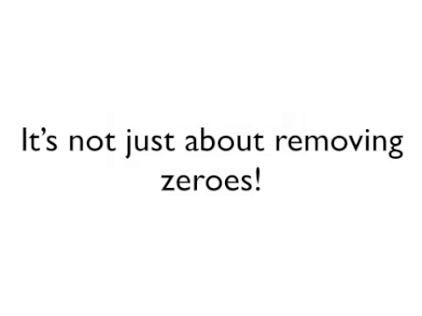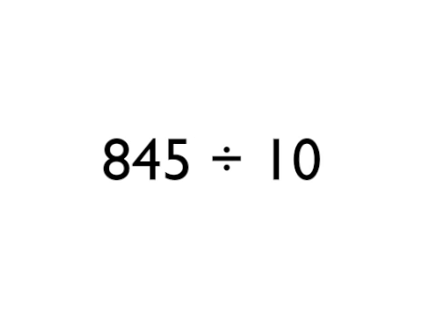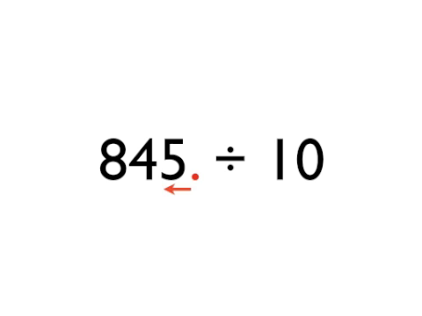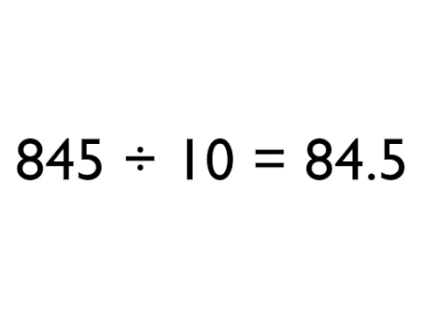So dividing by 10 is not just about removing zeros. If there are zeros, well, it'll take the zero off the end. But let's look at this one. 845 divided by 10. Well, because division is the opposite of multiplication, we're going to be moving the decimal point to the left. Now, we didn't see that decimal point there because it was a whole number. It is actually there, and we're going 845. Move it one spot to the left, and it becomes 84.5. 845 divided by 10 equals 84.5.